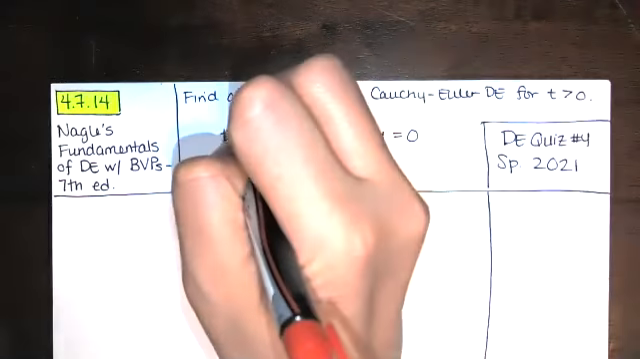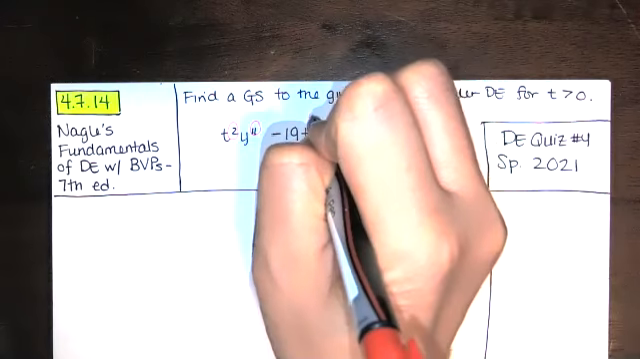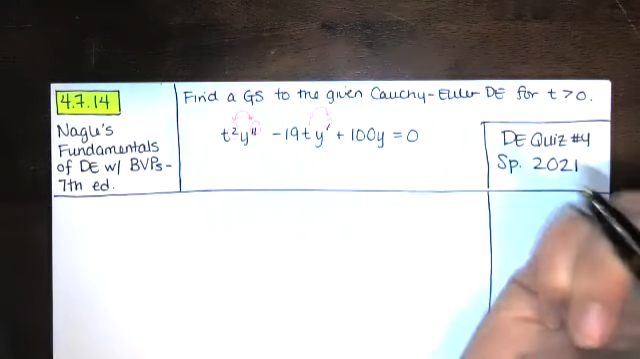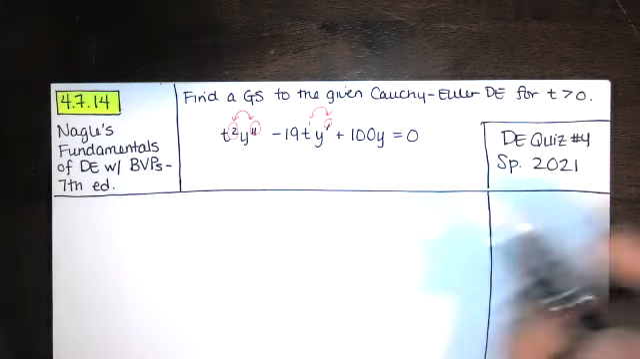Now, I want you to notice that the power of t and the order of the derivative multiplying it in each of these terms are the same. That means it's Cauchy Euler. Here we've got a t to the 0 and a 0th derivative.